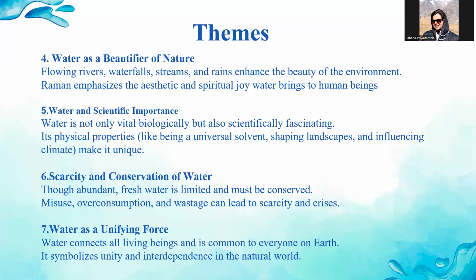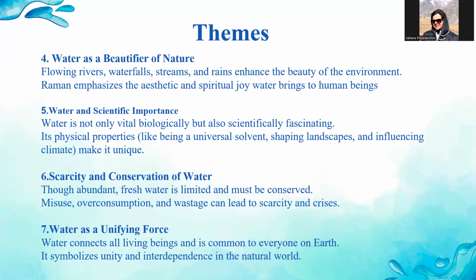Scarcity and conservation: even though water looks abundant, fresh water is very limited. It is really scarce. Misuse of water will lead to droughts and crisis. Of course water is abundant, as we said in the previous slides. We have 71% water on the earth, but that doesn't mean that we get all the 71%. We just get 3% of water to use. So we have to conserve water. Misuse, overconsumption and wastage of water will definitely lead to scarcity and crisis.